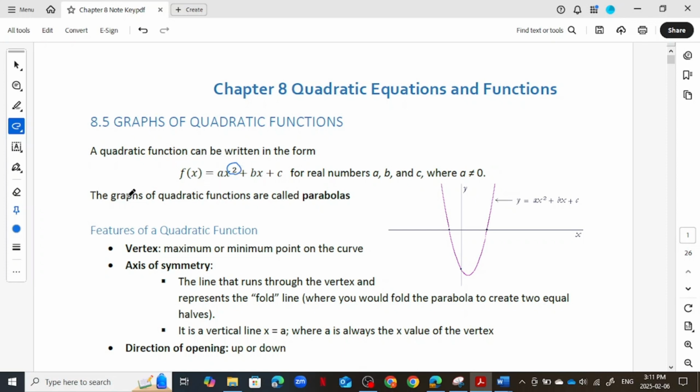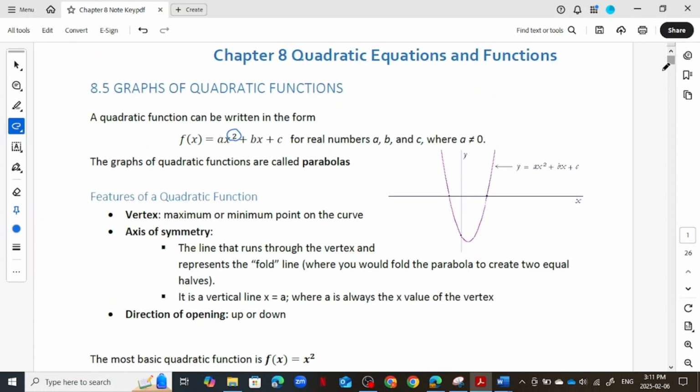When we graph quadratic functions, the shape that we get is called a parabola, or it's a parabolic function. It's this U shape. And what we're going to look at first is some features of a quadratic function. One of the key features of this parabolic shape is called the vertex. The vertex is either the max or the min point on the curve. So it's the very top or the very bottom. If you look here, this would be the vertex.